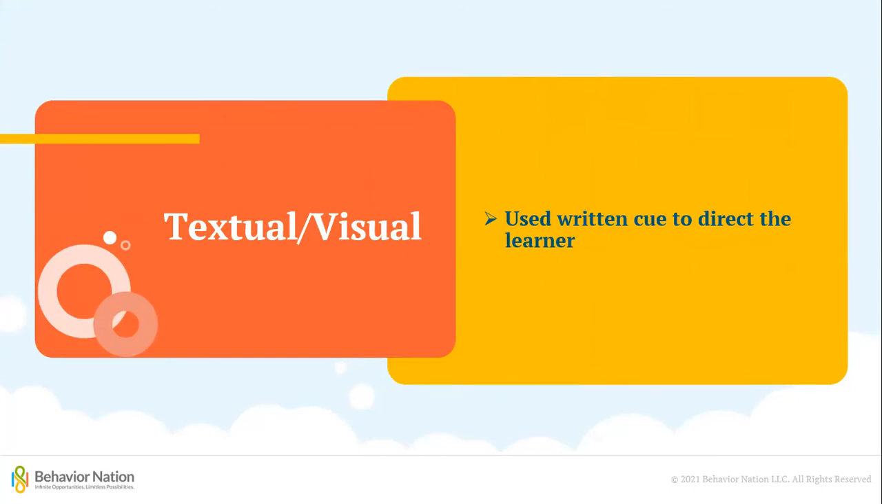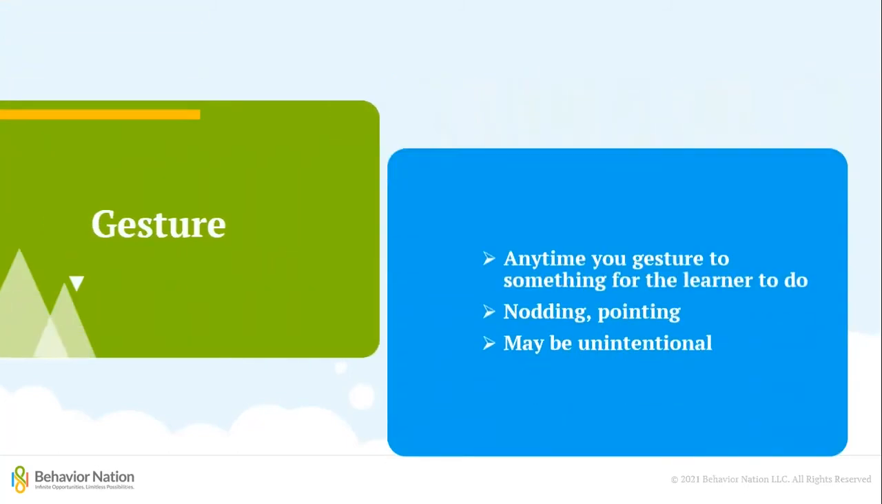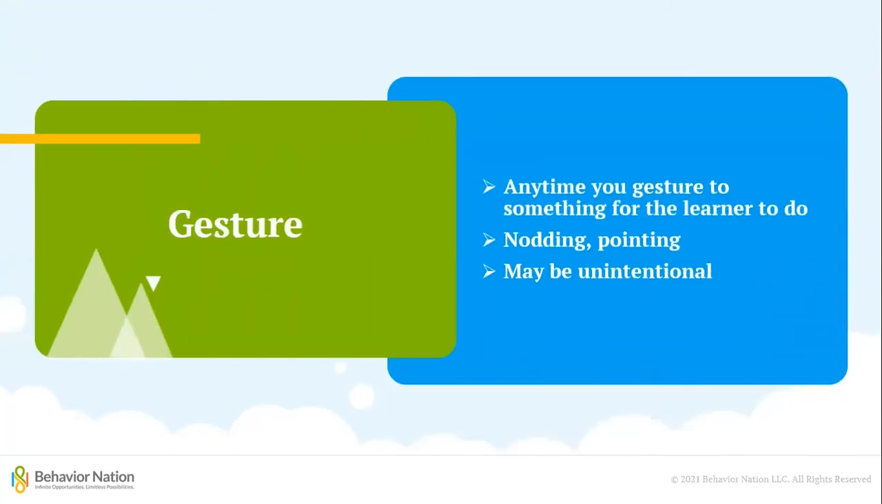The next prompt we are going to move on to is a gesture prompt. A gesture is any time we gesture to something for the learner to do. A gesture can be anything from pointing to nodding or shrugging. Another example would be a teacher using a finger over their lips to gesture for students to be quiet. Sometimes we use gesture prompts unintentionally and they may be overused.